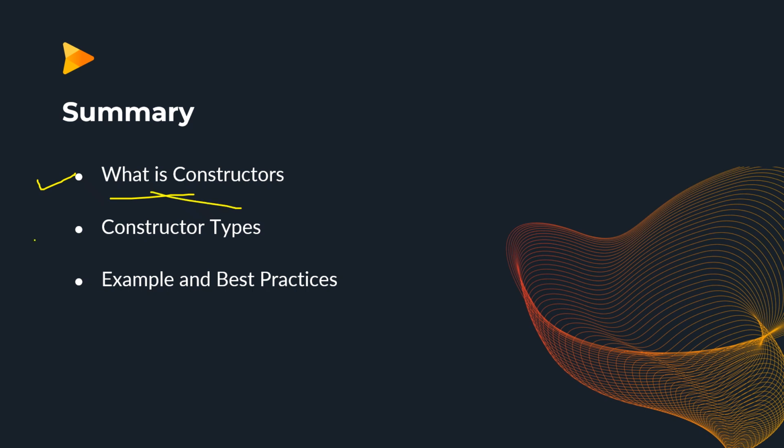Then we have seen two types of constructors. The first is the default constructor and the second is the parameterized constructor. In the default constructor we don't provide any parameters, and if you don't define a constructor, then the default constructor will be called automatically. A parameterized constructor means we have to provide values or arguments. So it is known as a parameterized constructor. We have also seen one coding example of a constructor, and some best practices for constructors.